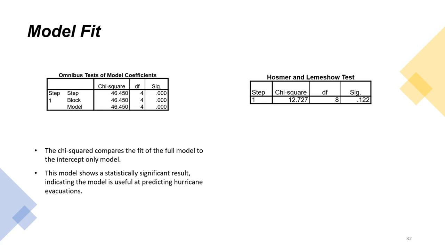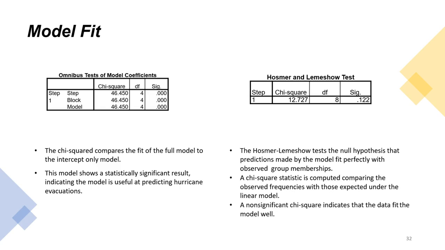As we will see on the next slide, the value for this example data is going to be 46.45. So when we're looking at model fit with our evacuation data, the table on the left looks at the chi-square value, and what the chi-square is doing is comparing the fit of the full model to the intercept-only model. So how much improvement do we see when we use the model to predict, relative to the intercept-only model? And what we see here is that the p-value is really small. It's less than 0.05. So remember, that means it is statistically significant, and it indicates that the model is useful in predicting hurricane evacuations.